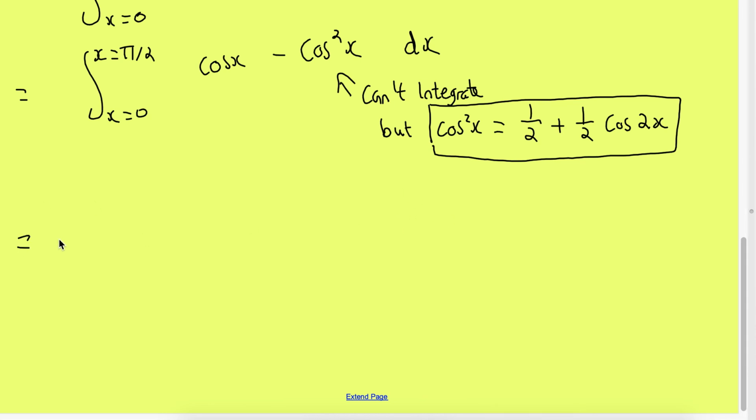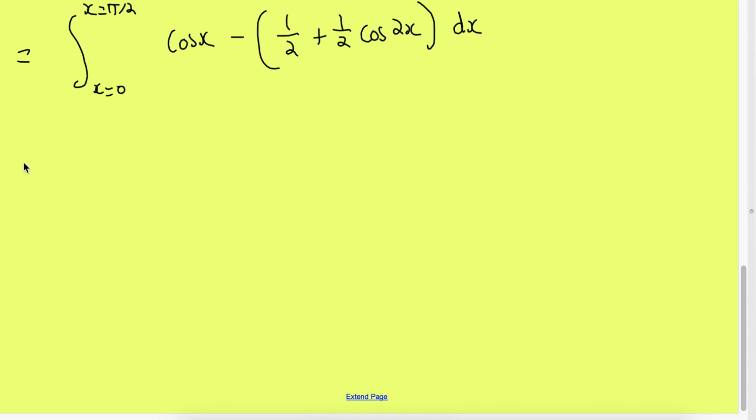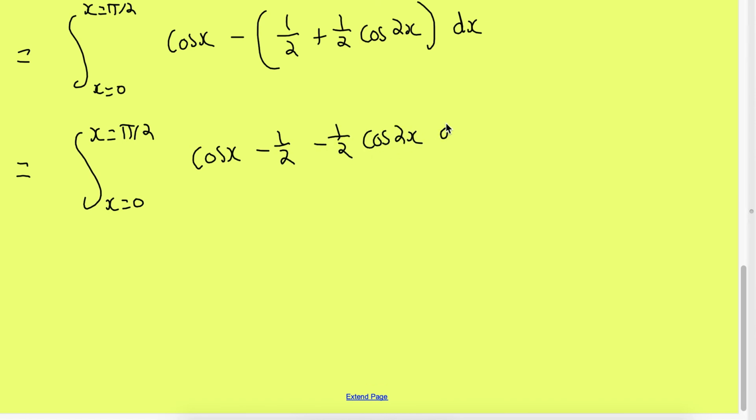you should get there. So that means I've got the integral between x equals 0, x equals pi by 2 of cos x take away a half plus a half cos 2x dx. Okay, because I've just substituted this in place of my cos squared x. And remember, put it in brackets because there's two parts to your function that you're substituting in, and otherwise you're going to end up getting this sign wrong. Right, so that's going to equal cos x take away a half, take away a half cos 2x dx. And that's actually a lot easier to integrate, right? So let's do it.